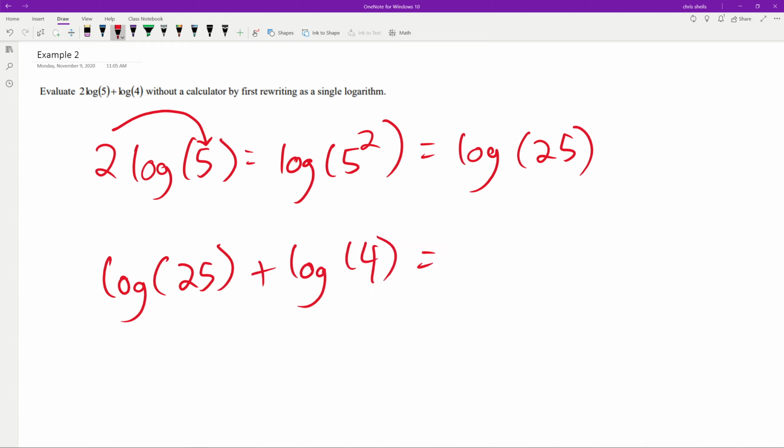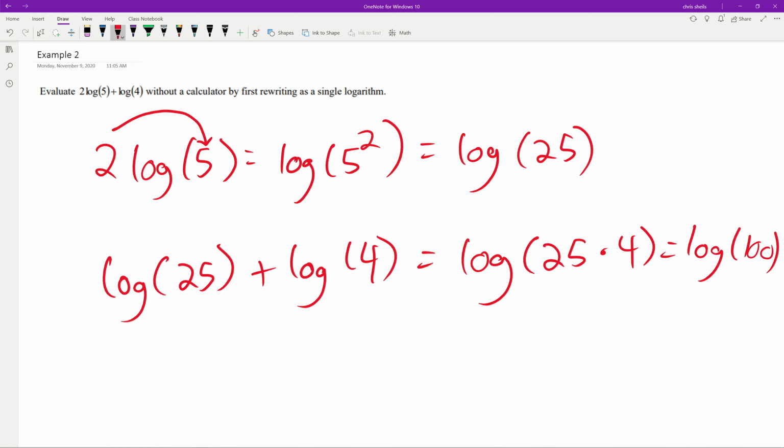And now I can use my sum property to say that this is log of 25 times 4, which is log of 100. And log of 100 is just log of 10 squared. The common logarithm has base 10, so this is log base 10 of 10 squared, which is 2.